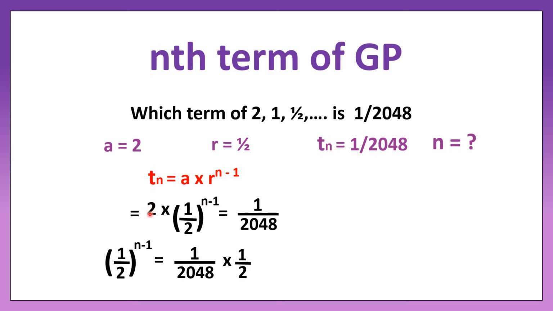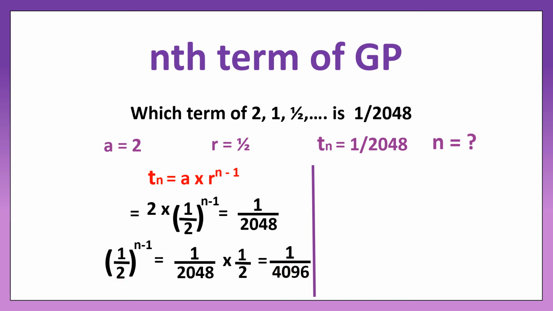This 2 is taken to the other side. When into 2 is taken to the other side, that becomes into 1 by 2. So 1 by 2048 into 1 by 2 will give us 1 by 4096. That means 1 by 2 raised to n minus 1 is equal to 1 by 4096. So it is understood from this that 1 by 2 raised to something is 1 by 4096. Thus we can try to find whether this 4096 is divisible by 2.